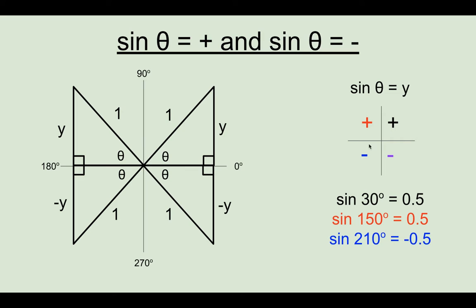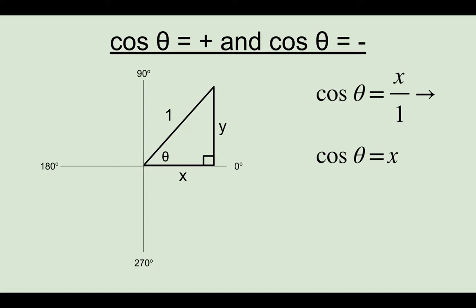Sine of 210, that's third quadrant, negative 1/2. Sine of 330, fourth quadrant, negative 1/2. Okay, and the take home here is sine is y. So if you want to fill out this sign chart, ask yourself when y is positive and when y is negative. All right, we can use that exact same logic on the rest, on cosine and tan.